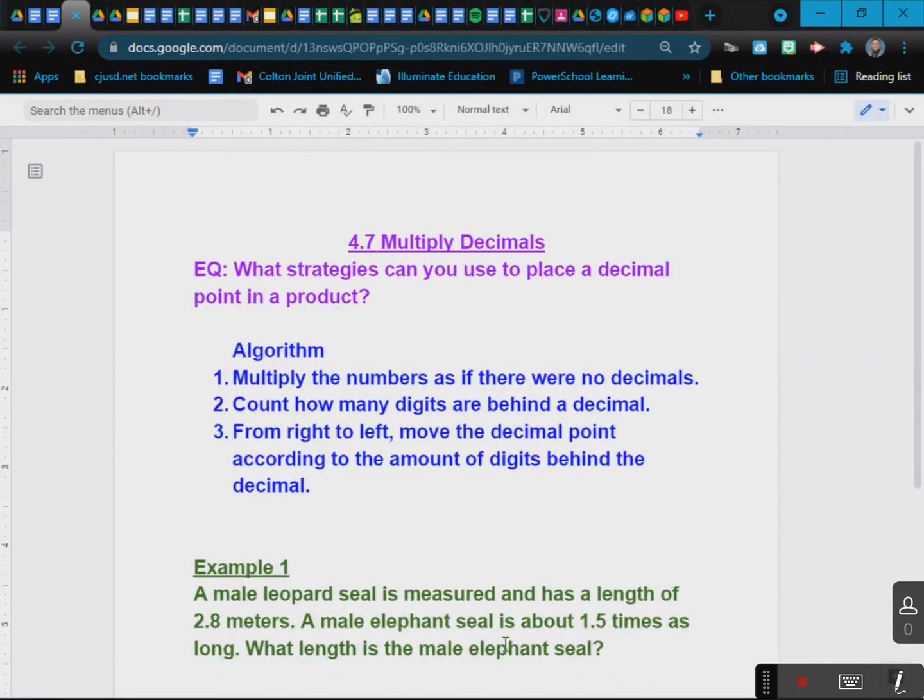Hello everyone, welcome to 4.7 multiplied decimals. The essential question is, what strategies can you use to place a decimal point in a product?